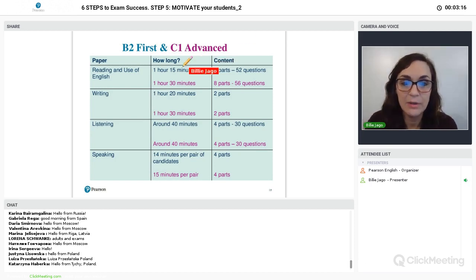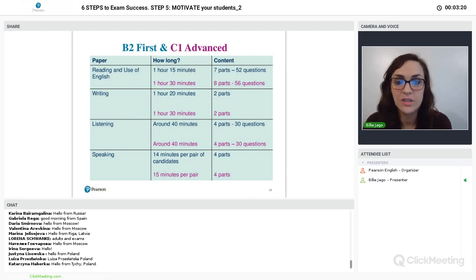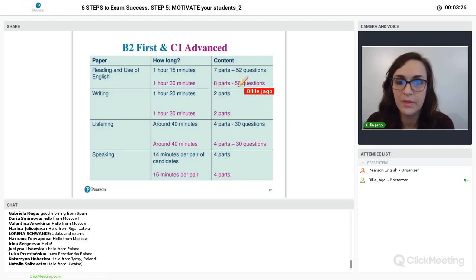So you can see here in blue, we've got the B2, 1 hour, 15 minutes for the reading and use of English. And a little bit longer for the advanced exam, so just 15 minutes because we do have the extra part there as well. In the writing, we've just got 10 extra minutes for the advanced exam. And for the listening, the parts, the questions and the timings are the same. And then for the speaking, more or less the same as well. And the format of the speaking exam is quite similar too.